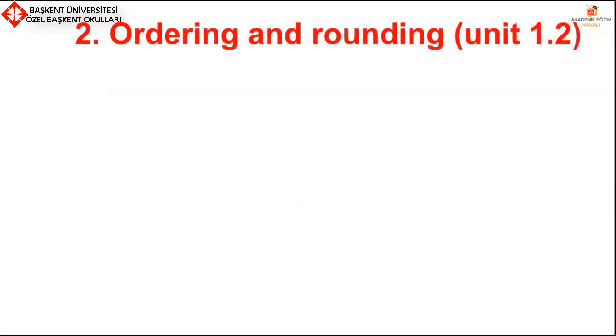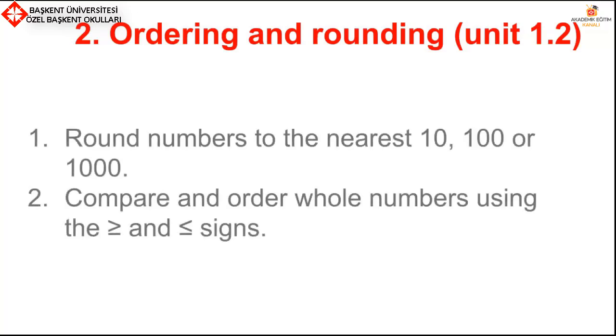So the next part we're looking at is ordering and rounding. In your learner's book for maths, it would be looking at unit 1.2. So we're going to be looking at how you can round numbers to the nearest 10, 100 or 1000, and looking at comparing and ordering whole numbers using these two symbols.